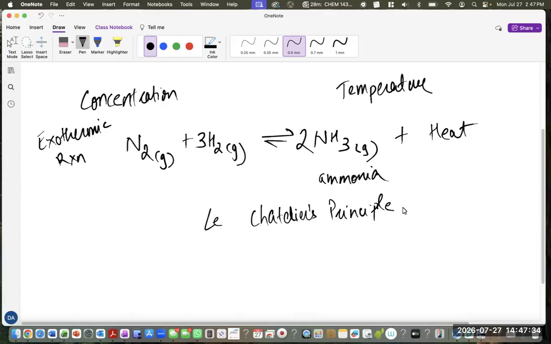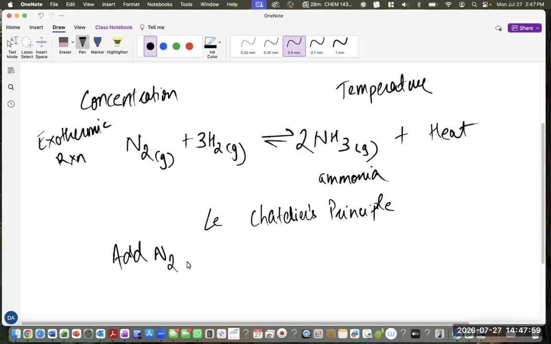So what it's going to do, guys, if you add more nitrogen, which happens to be the reactant, then if the reaction was already at equilibrium, you add nitrogen, that disturbs the equilibrium. Now the reaction is going to go more to the right, and it's going to try to convert this nitrogen so that the nitrogen concentration goes down to what it should be at equilibrium.